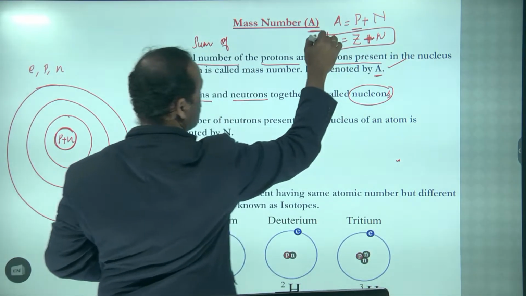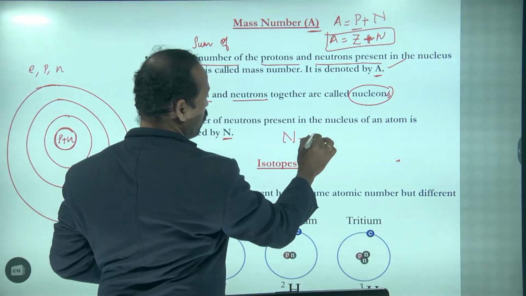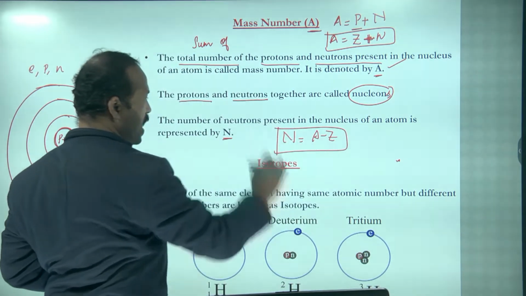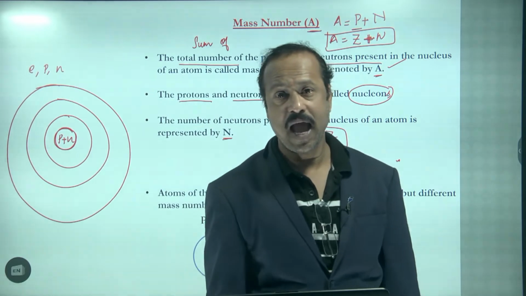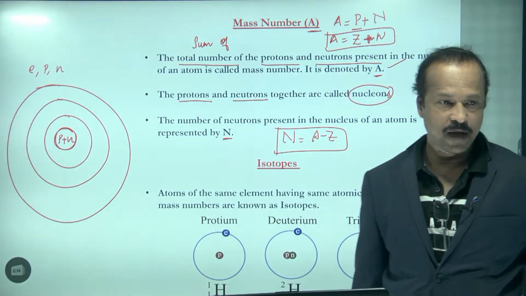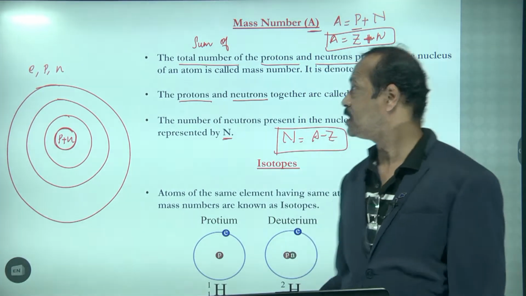Okay. So if I want to find N, the number of neutrons, then what can I do? A minus Z. From the mass number, if I subtract the atomic number, then I will get the number of neutrons. Is this clear? Yes, sir. So this is very important.